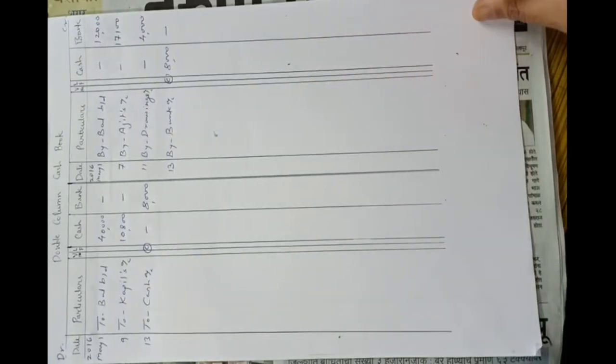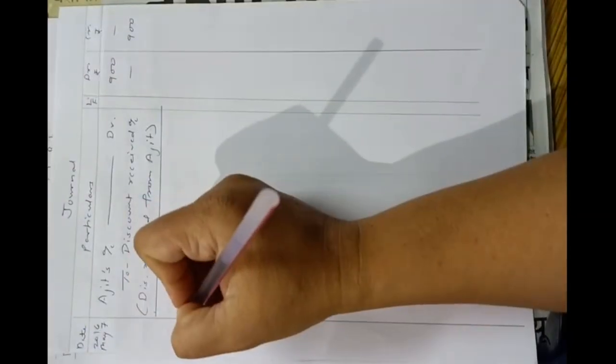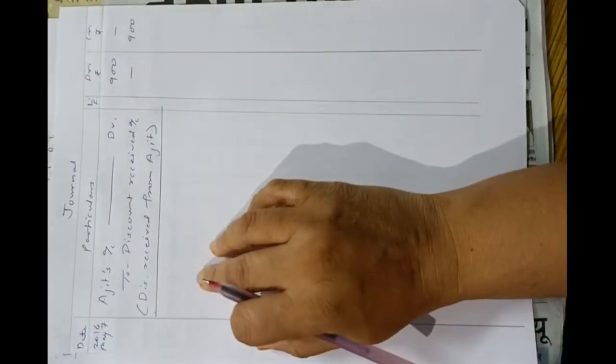So this check was not deposited into bank. So on 15th May we have to pass the entry here. First we have to pass the entry of this cash discount.